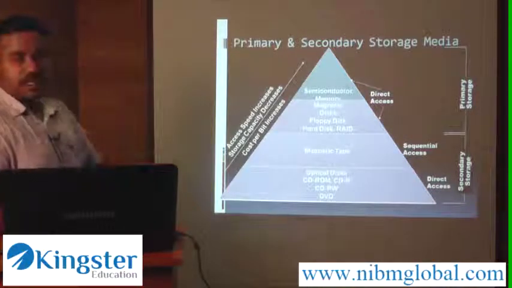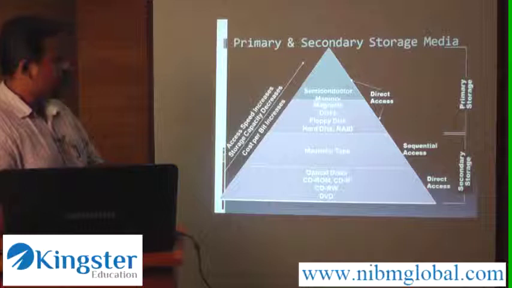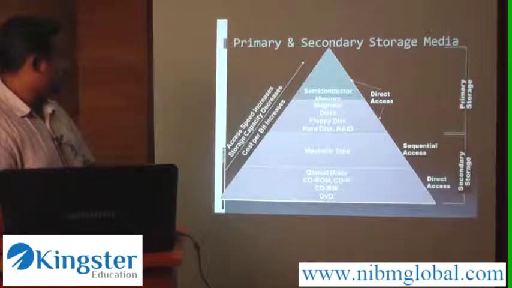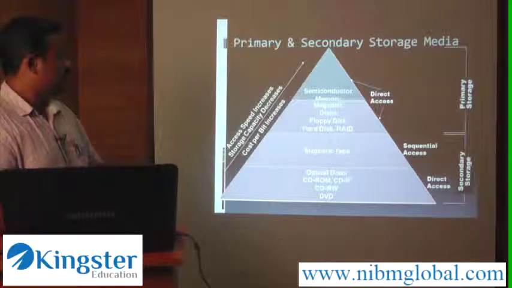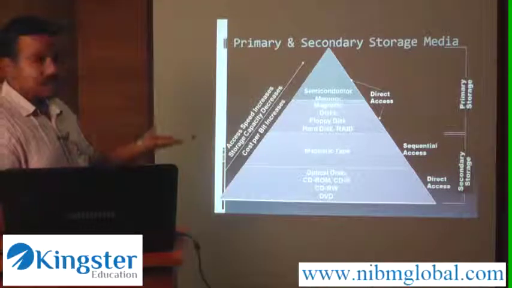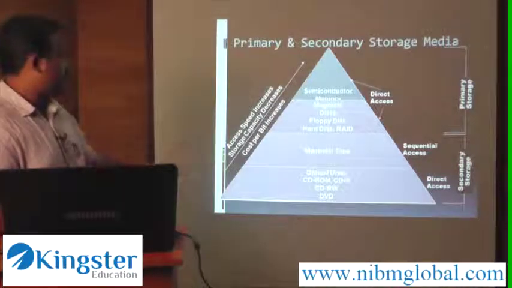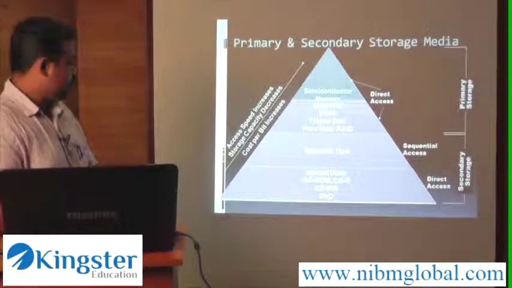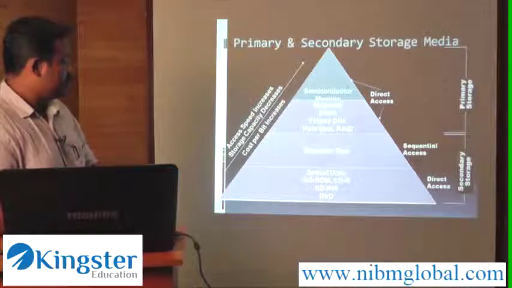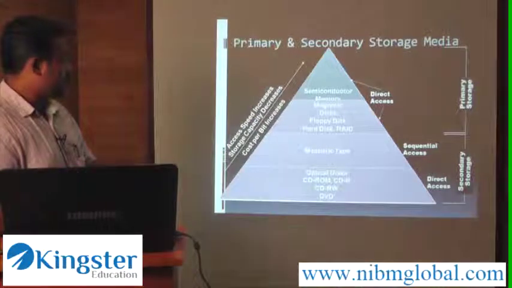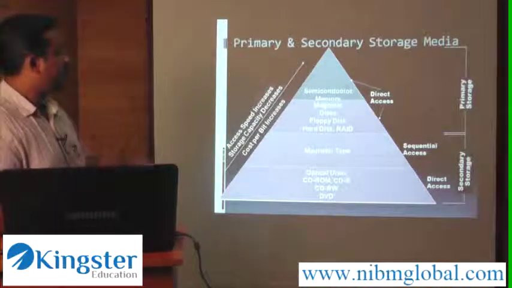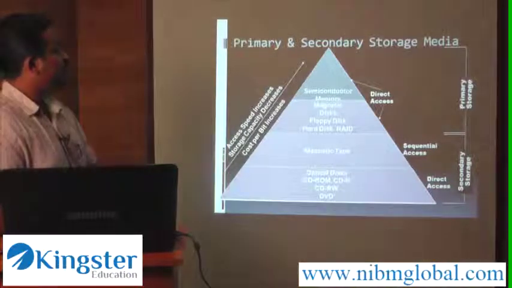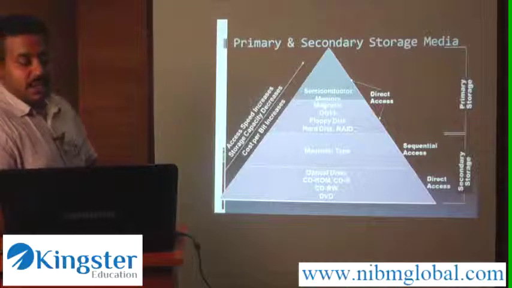Then we have sequential access through magnetic tapes, which forms part of secondary storage, and the much more familiar optical discs that we use, CD-ROMs, CD disk with rewritable options, DVD disk. So this includes the primary and secondary storage media that we are using.